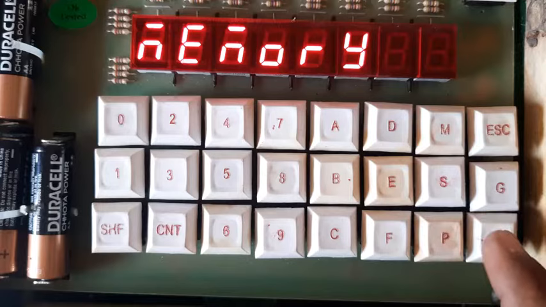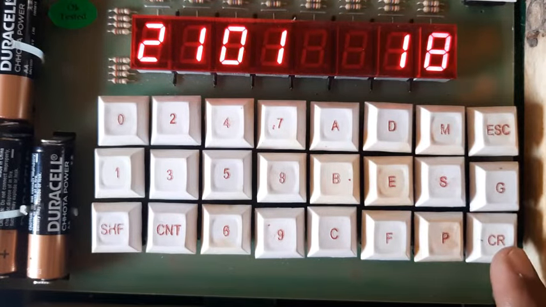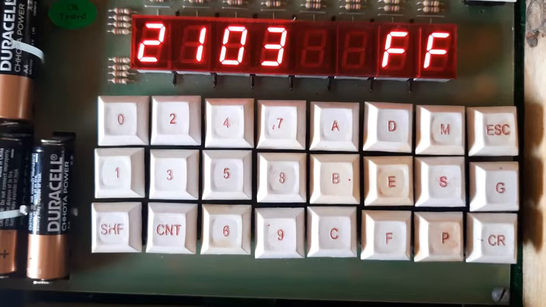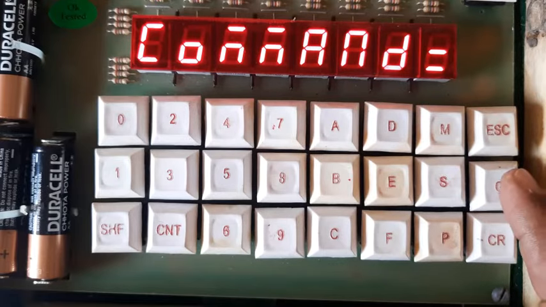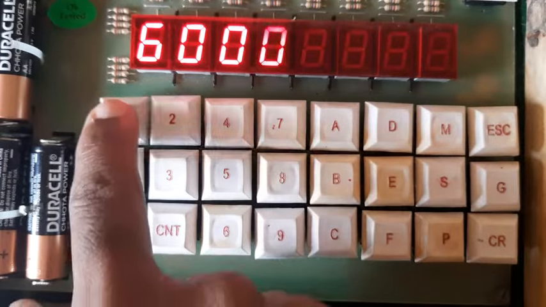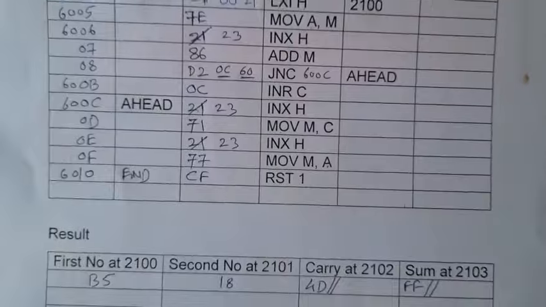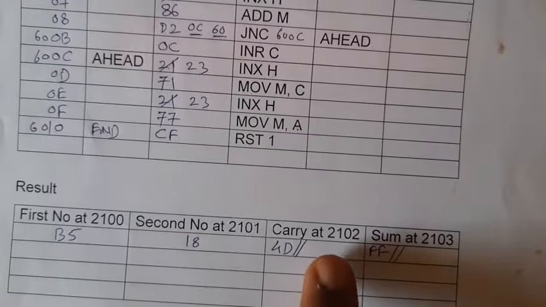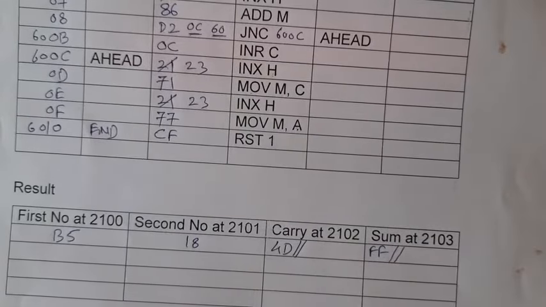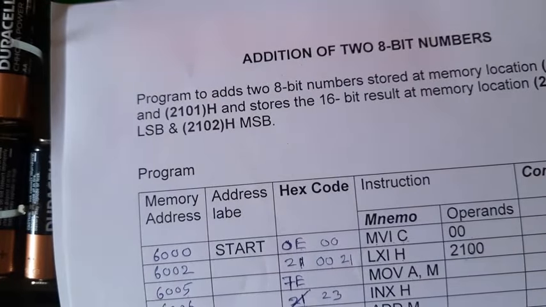Again I will check, substitute memory at 2100: it is B5, 18, 4D and FF, right? Then I will execute the program. For that I will have to press G, go to, confirm, burst, yes I will have to confirm, and the address I will provide is 6000. Yes, the program execution is completed. Now the program will store the data at 2102 and 2103.